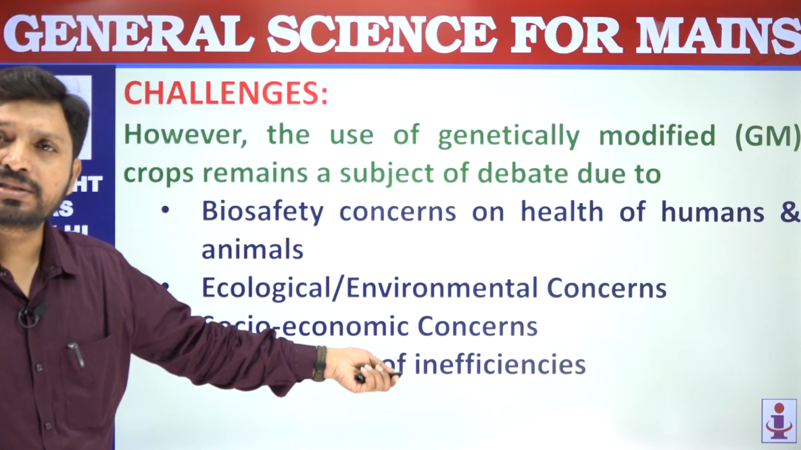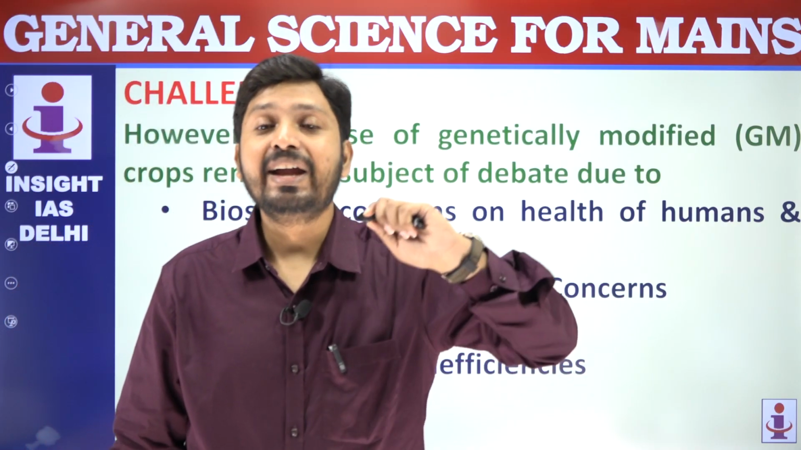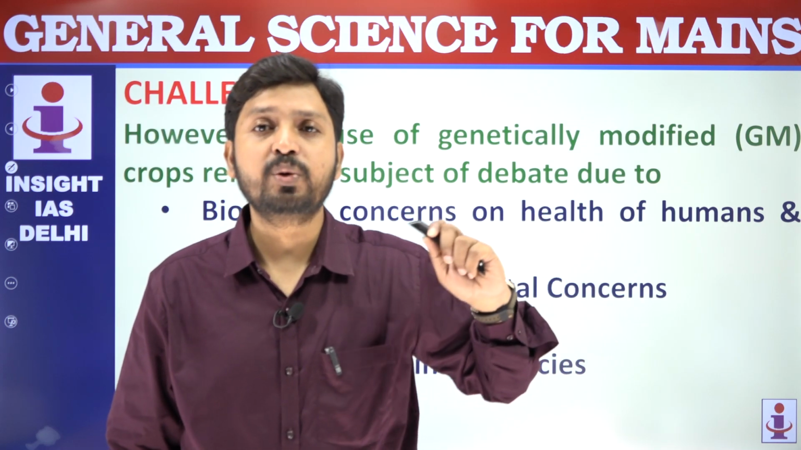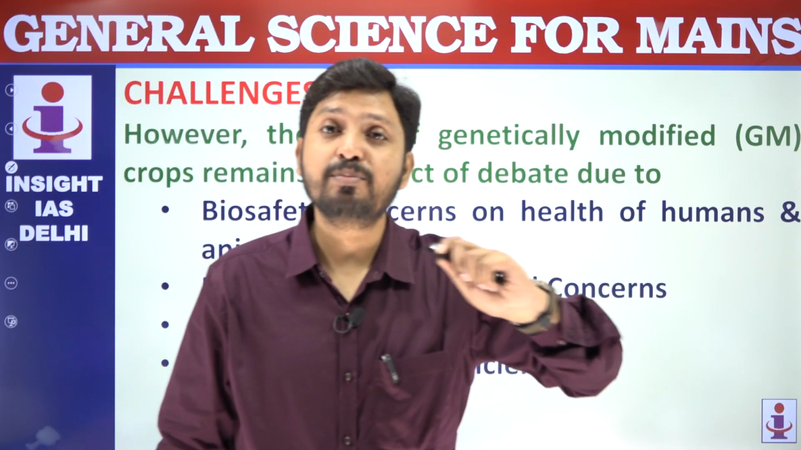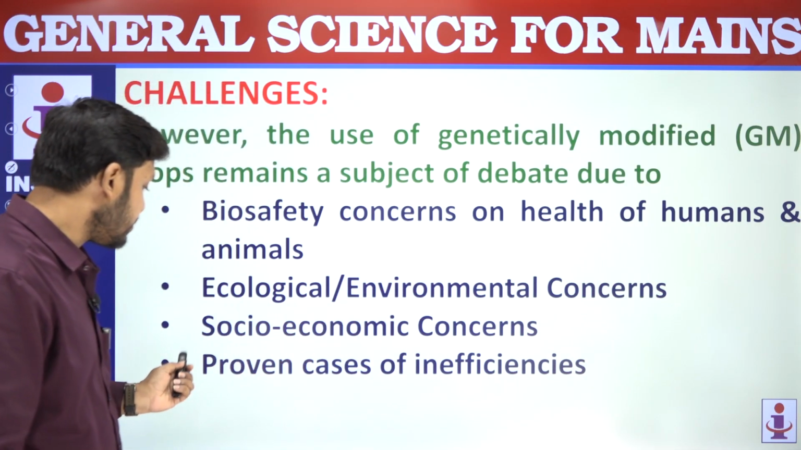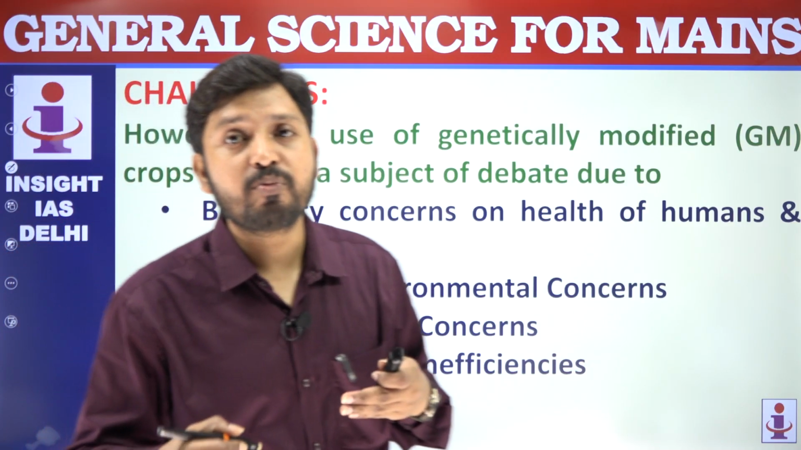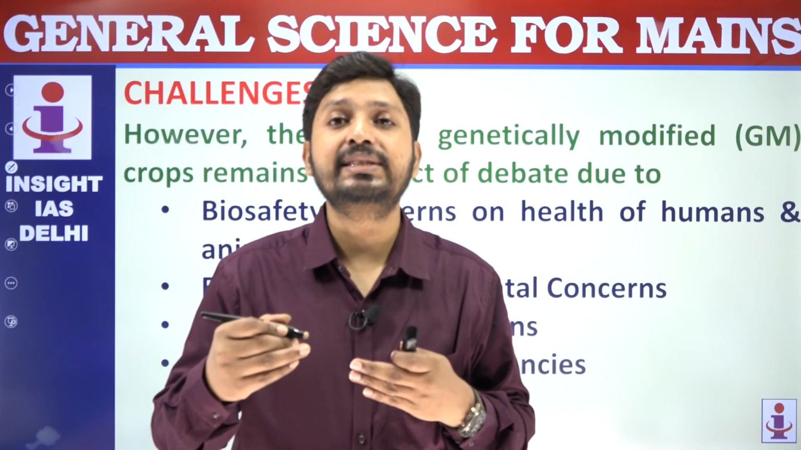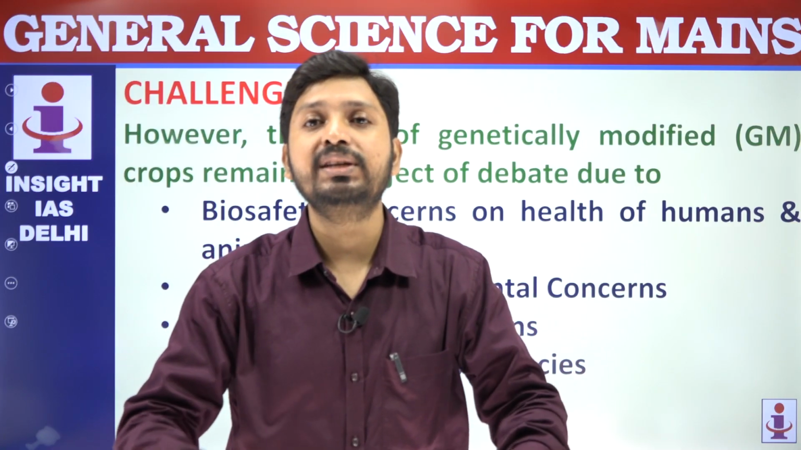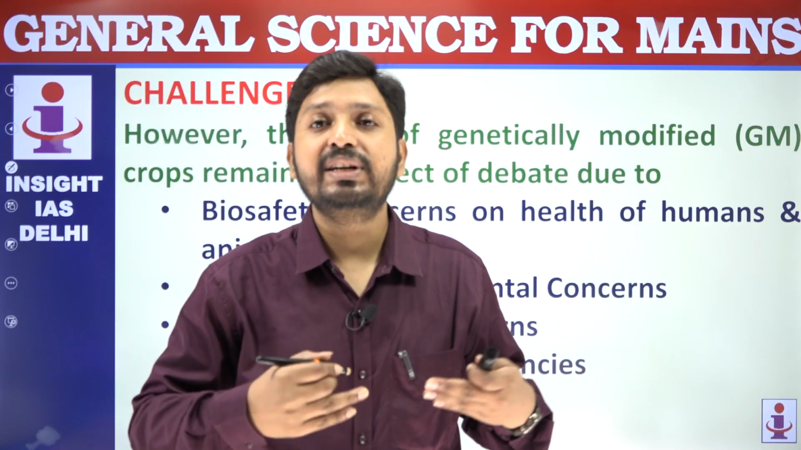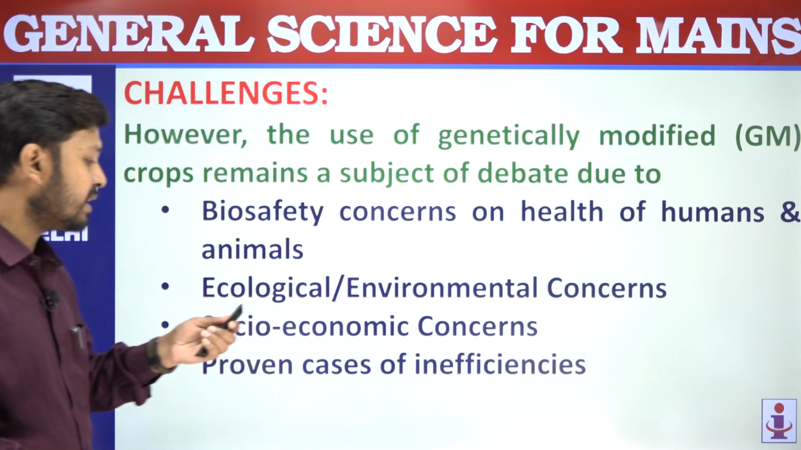Apart from that, there are socio-economic concerns, because this modification is not done by the normal farmer; it is done at the industrial level. Big industries doing this genetic modification sell these seeds at high cost, which creates an economic issue for farmers. Apart from that, there are cases of proven inefficiency. For example, the pink bollworm has started developing resistance against BT cotton. The intention of making BT cotton was to make it pest resistant, but now the pest has developed resistance, so there is no effectiveness. This is also one of the major concerns.